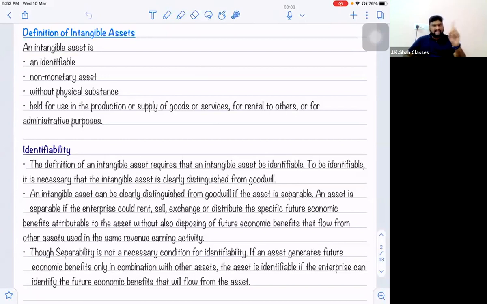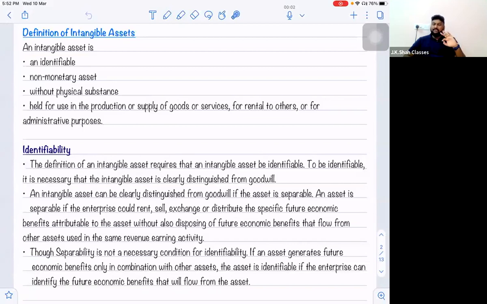It means you can sell it separately. You can rent it separately. You can use it separately to earn revenue for your business. So the identifiable clause, and non-monetary asset without physical existence. These three are the major conditions to say whether it is an intangible asset or not.